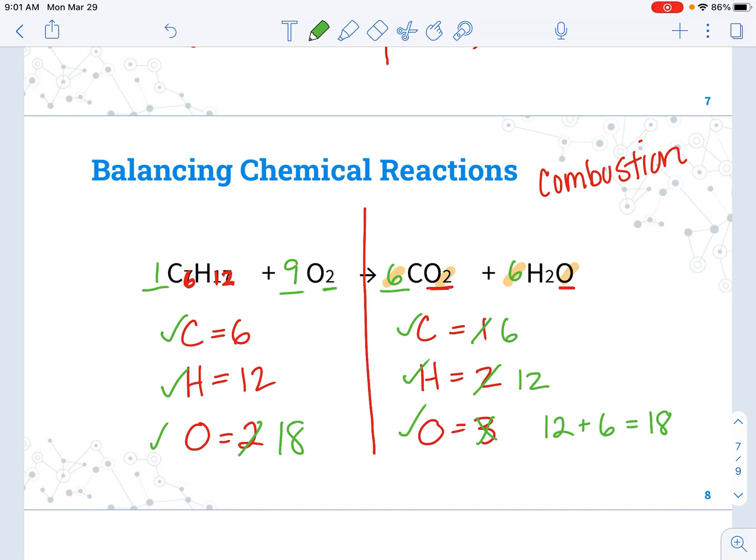So again, for combustion, you're still following that middle method, but you're not going to have metals or polyatomic ions, so you'll start with your nonmetal carbon and finish with your hydrogen and your oxygen. All right, we'll definitely do some more practice in class, but here's just your intro to starting to balance chemical reactions.